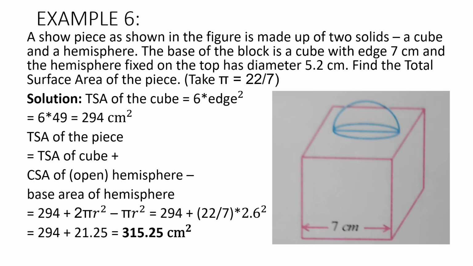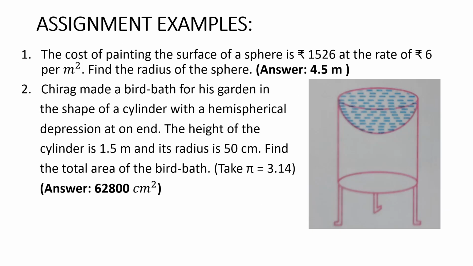So the total surface area of the piece would be total surface area of cube plus that of the hemisphere minus the base area of the hemisphere. So that is equal to 294 plus 2 pi r square. Base area of hemisphere, base is a circle, so minus pi r square. Putting the values, we get the total surface area of the whole piece as 315.25 centimeters square.